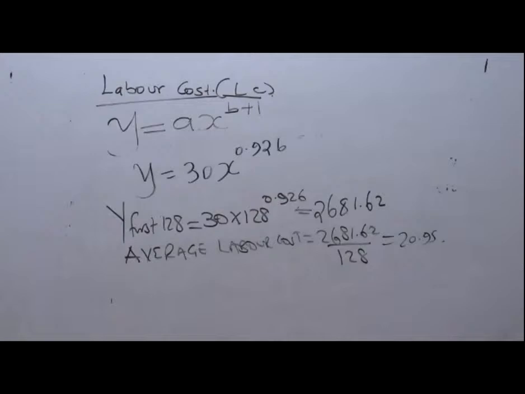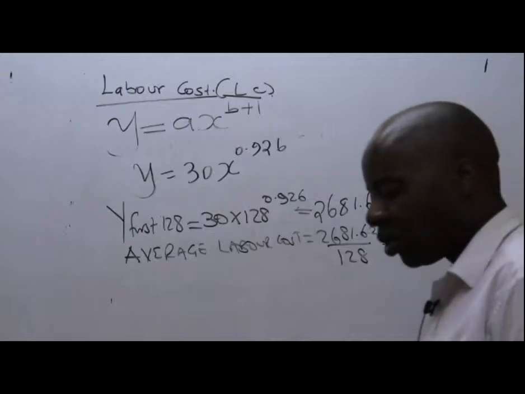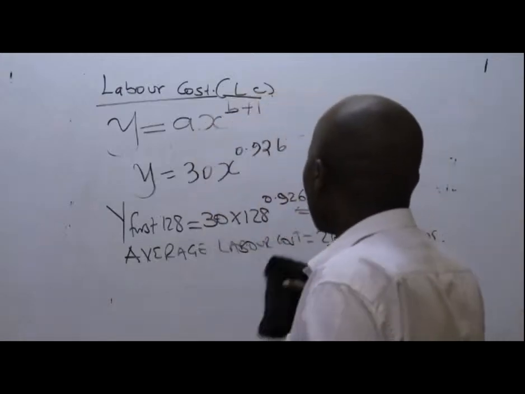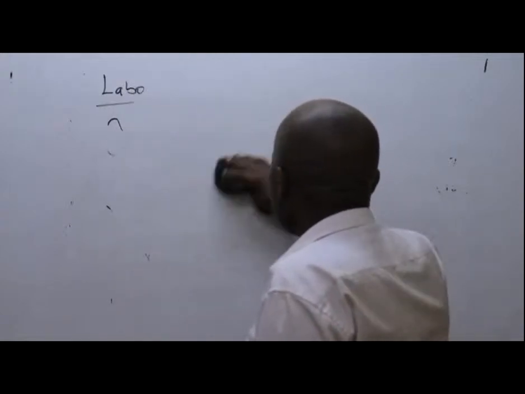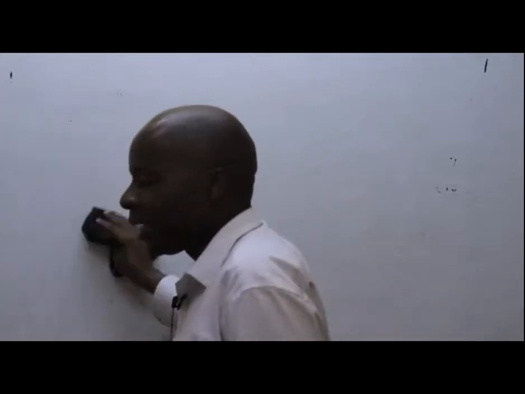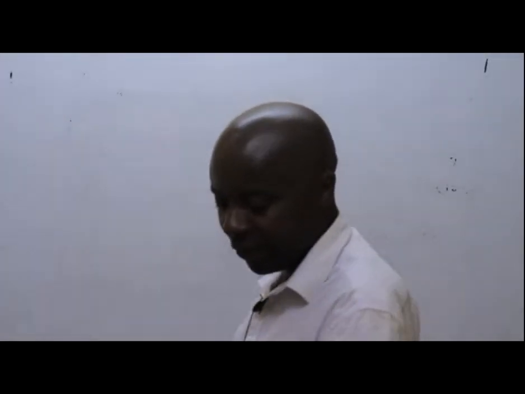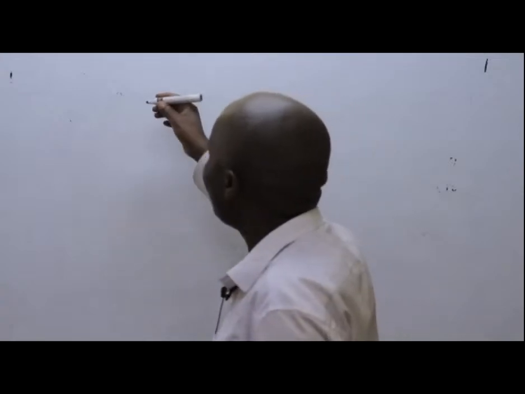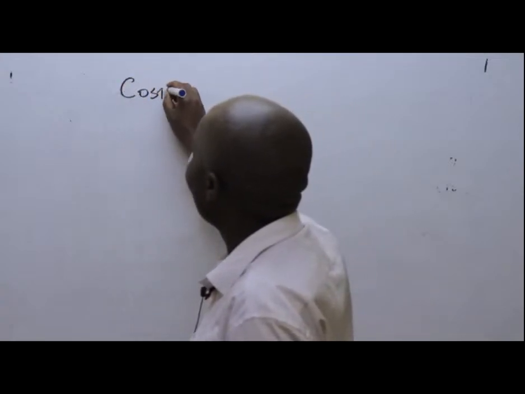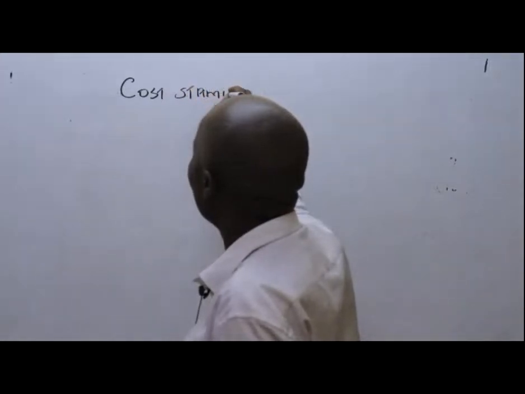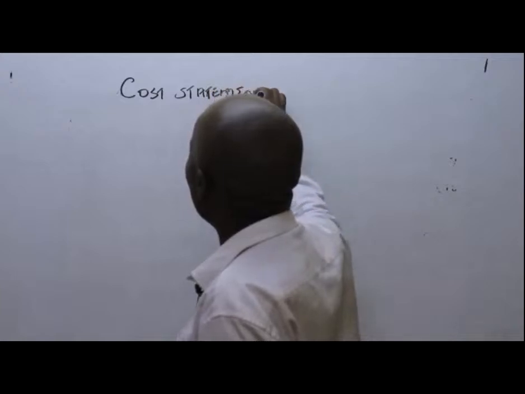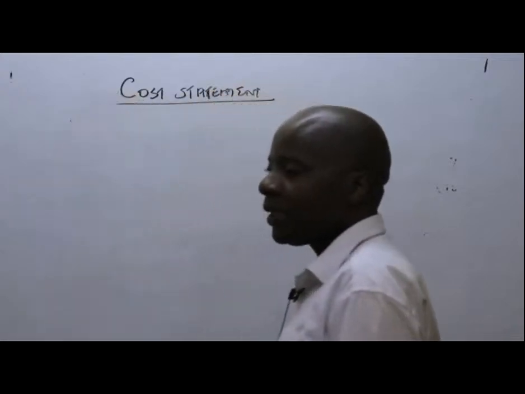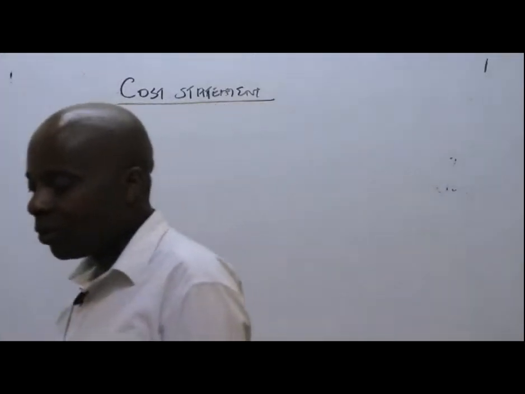20.95. That is great. Now, after that, I'll be able to write for my examiner the cost statement. So mention their cost statement. Cost statement for this comfy upholstery chair manufacturing company.